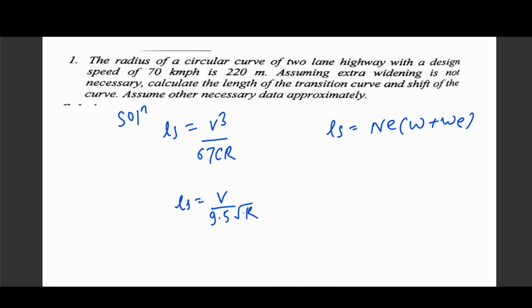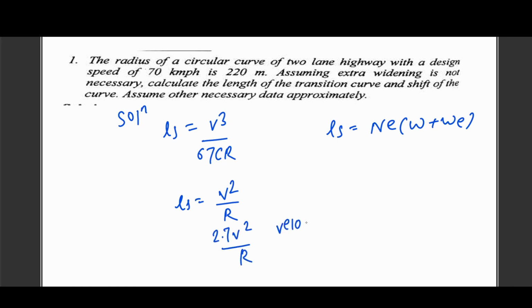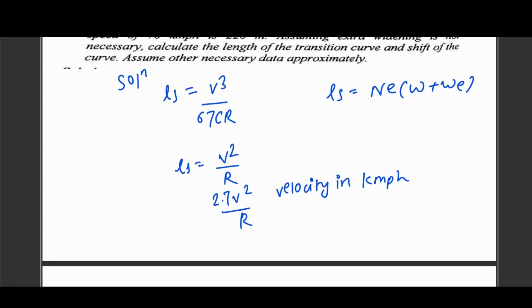No, I think this is not the length of transition curve that is recommended by IRC. I'm sorry for that. I explained in the previous video as well, but that is not the formula. It is V square by R for hilly terrain, and for plain terrain it will be 2.7 V square by R, where V is the velocity in kilometer per hour. So in these three methods, whichever value of Ls is more, we will take that value.